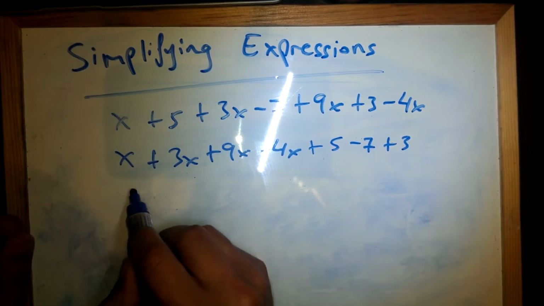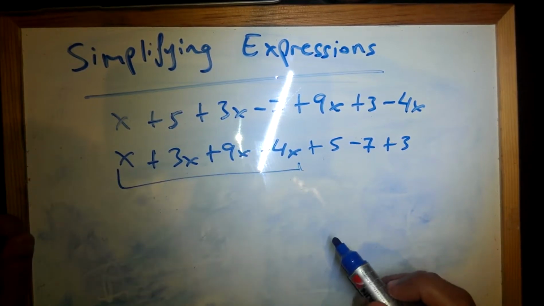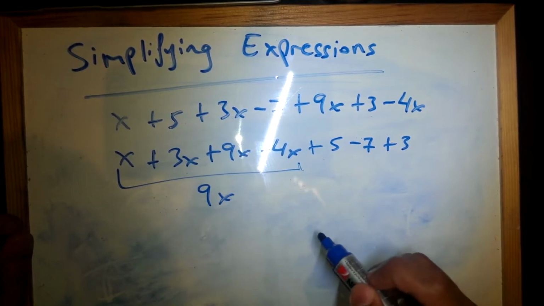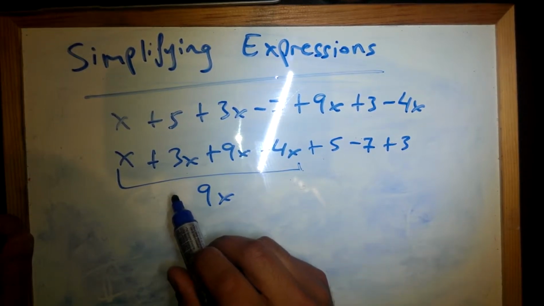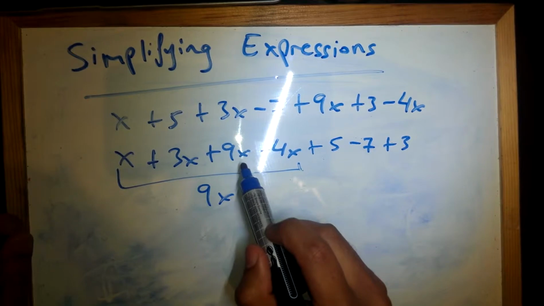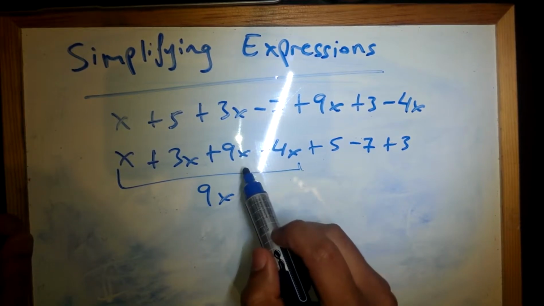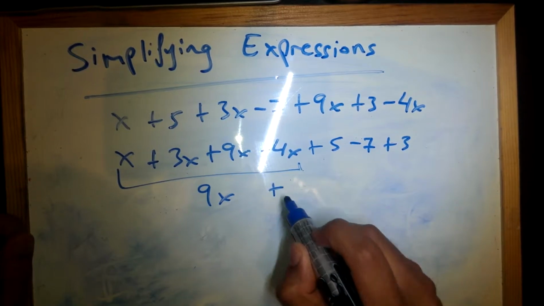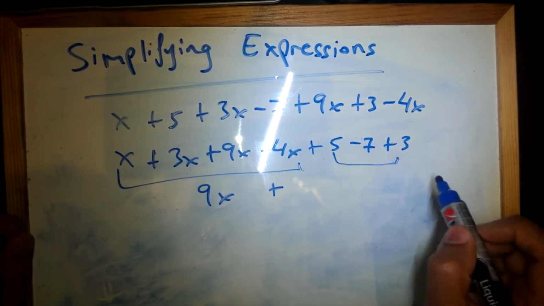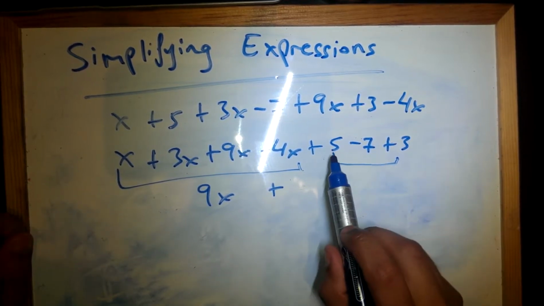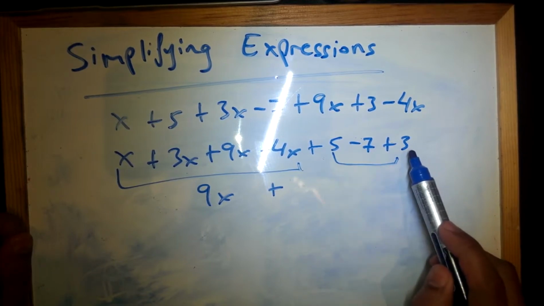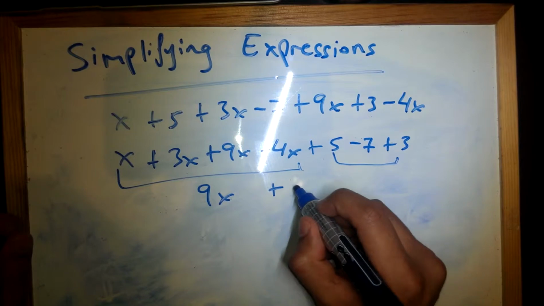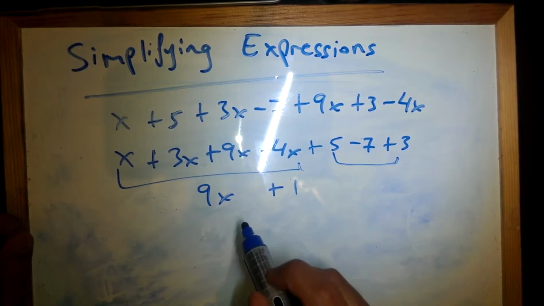So all our x's, these guys right here, that is 9x. Where we have the 9x minus that 4x is 5x, plus these 4x's is 9x. Plus these guys here. So 5 plus 3 is 8. 8 minus 7 is 1. Plus 1.